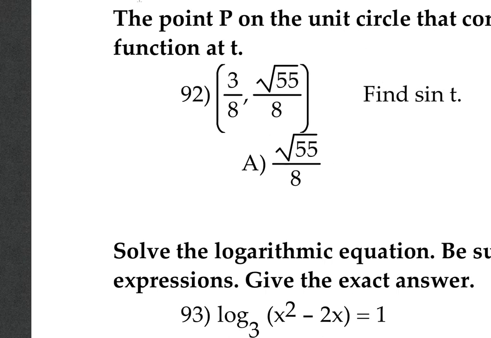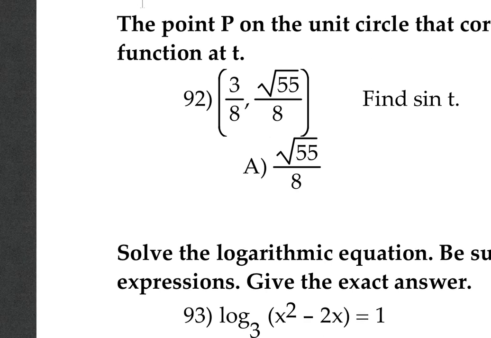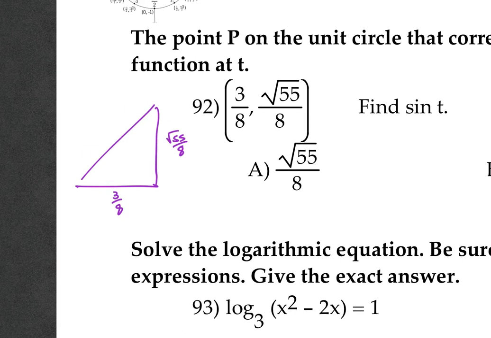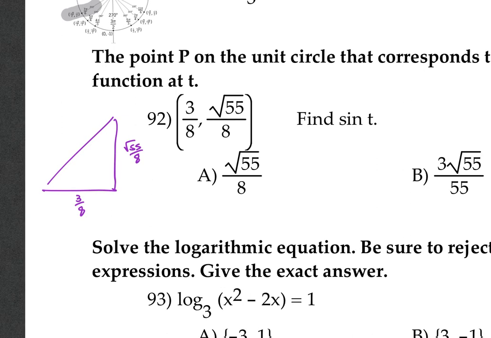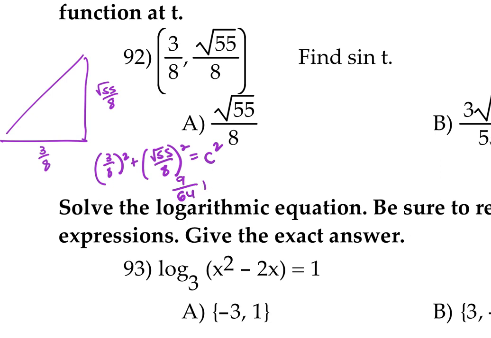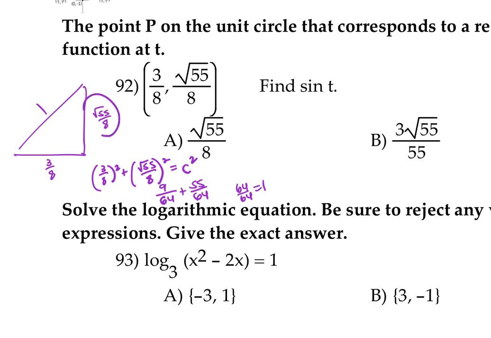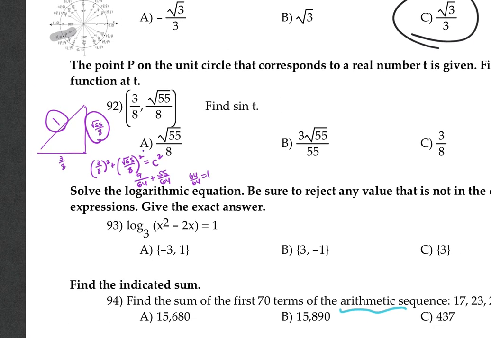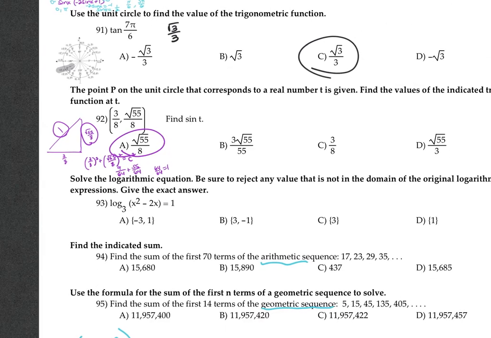For 92, it says that my coordinate point is going to be 3/8 and root 55/8. So if my x is 3/8 and my y is root 55/8, then you can find sine by doing opposite over hypotenuse. So 3/8 squared plus square root of 55/8 squared would equal the hypotenuse, or the radius squared. This would be 9 over 64 plus 55 over 64, which is 64 over 64, and that's 1. Square root of 1 is 1. The sine of T would be opposite over hypotenuse, which would be root 55 over 8 over 1, which is A.